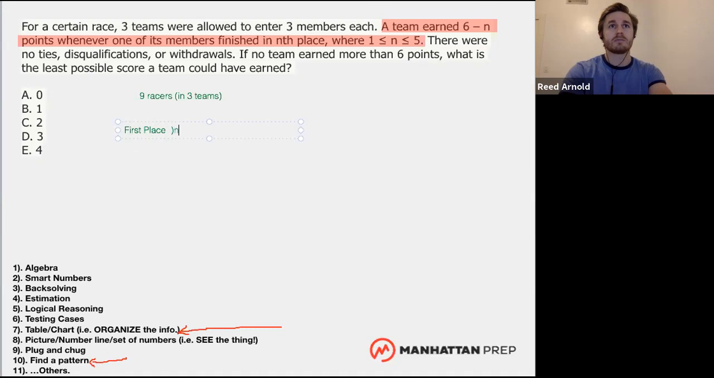Because that's nth place. So that's 6 minus n, 5 points. So first place gets 5 points. Second's going to get 5 minus 1, so 4 points. And now I notice a pattern. Third gets 3 points. Fourth gets 2 points. And fifth gets 1 point. That's not how you spell fifth at all. 1 point. And then all the rest, none.